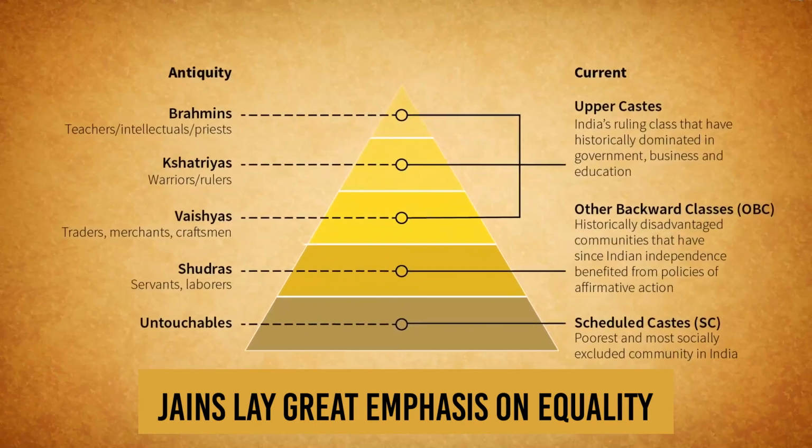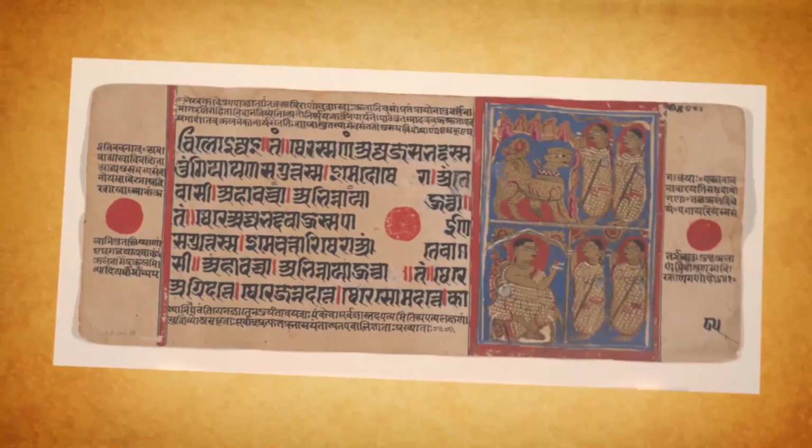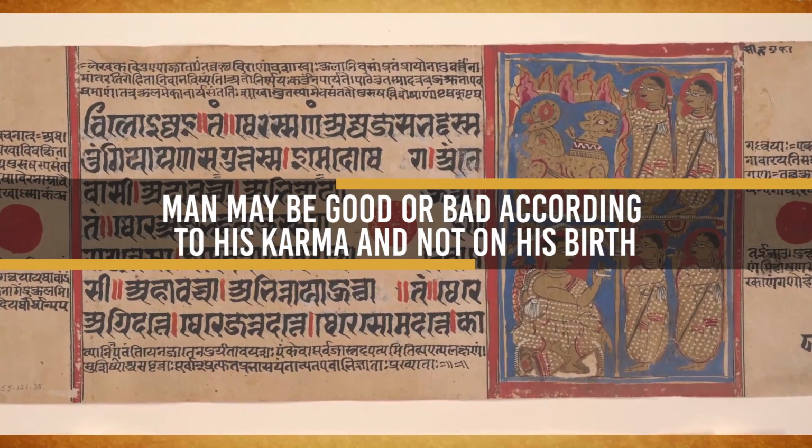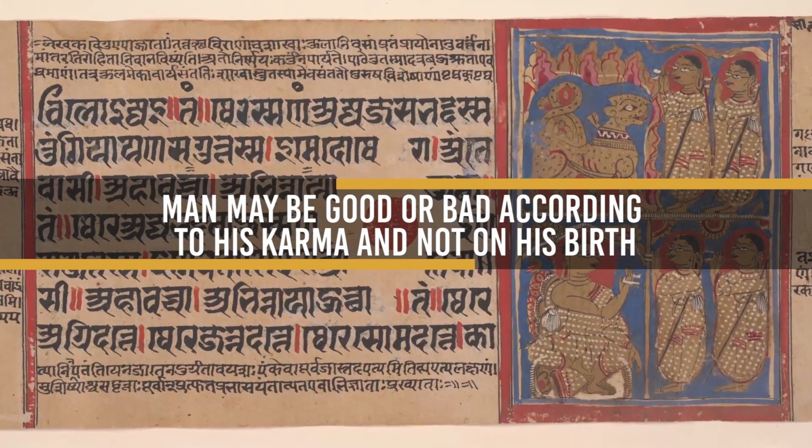Jains lay great emphasis on equality. Mahavira accepted the caste system, yet he said that a man may be good or bad according to his karma and not by his birth.